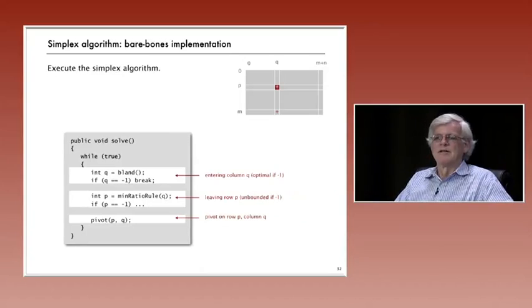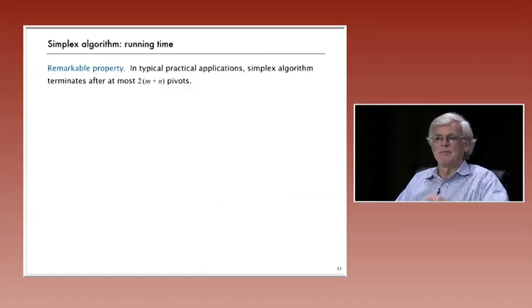And that's it. The simplex algorithm is just: until you get a -1 returned from Bland, you compute Q, you compute P, and pivot. Keep going until you're done, and then to look at your maximized value, you just look in the corner. Not too much code to implement the bare bones implementation of simplex. It's a fairly straightforward algorithm.